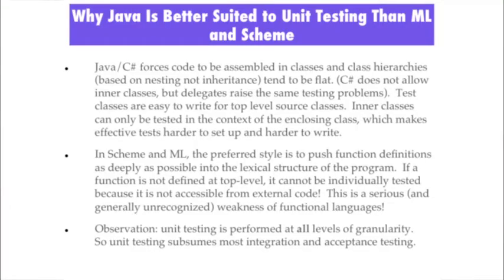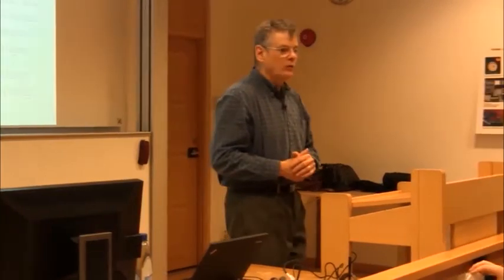In Scheme and ML, there is a preferred style, and that is you push functions as deeply down in the lexical structure as you can. So something's pushed down to the level where the things that need it are. You don't want it to be any more global than that. The idea is you don't want to pollute the namespace. You want to keep things hidden, okay? Which makes sort of sense from the standpoint of the interface that you see, but it's horrible for testing.